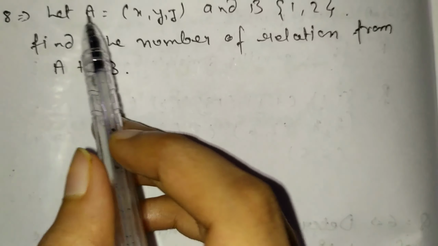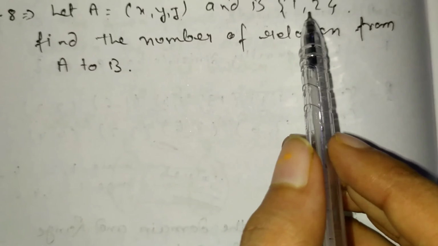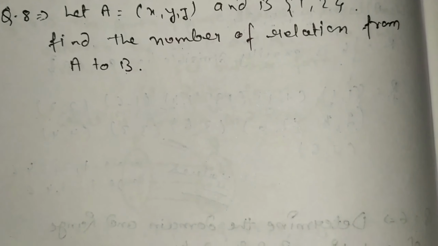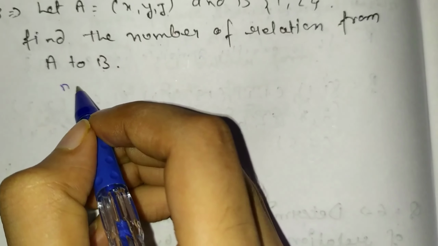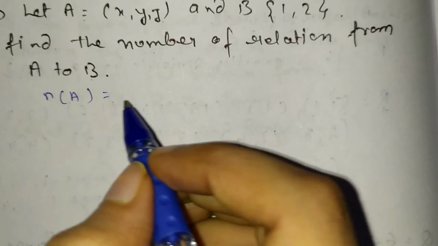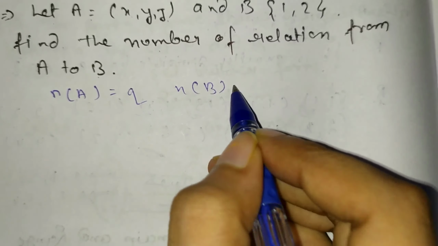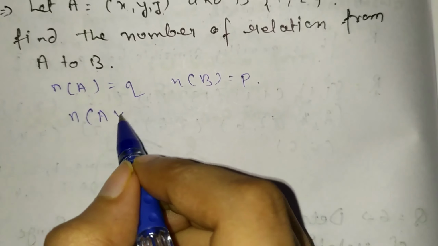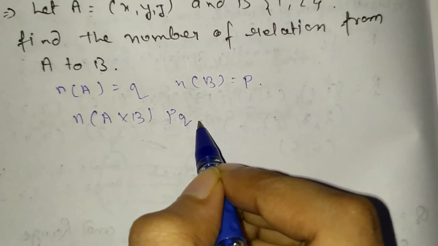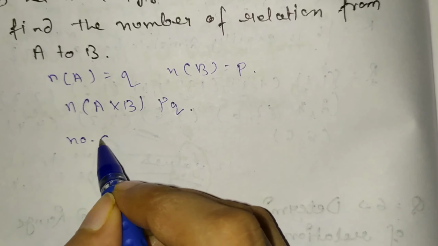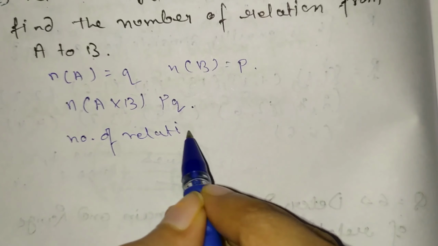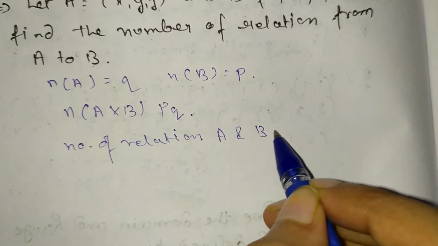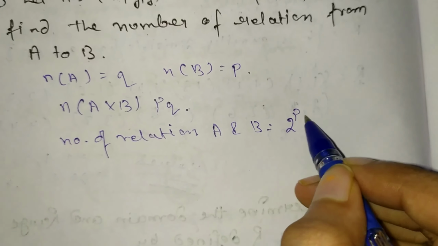Question 8. Let set A have elements x, y, z and set B have elements 1 and 2. Find the number of relations from A to B. Since we know if the number of elements in set A is equal to Q and the number of elements in set B is equal to P, then the number of elements in A cross B will be equal to P into Q, and the number of relations of sets A and B will be equal to 2 to the power P into Q.